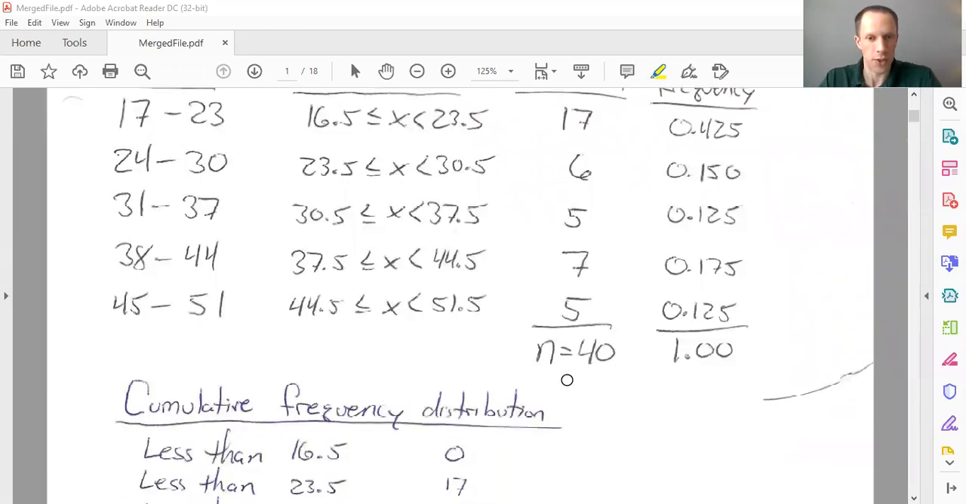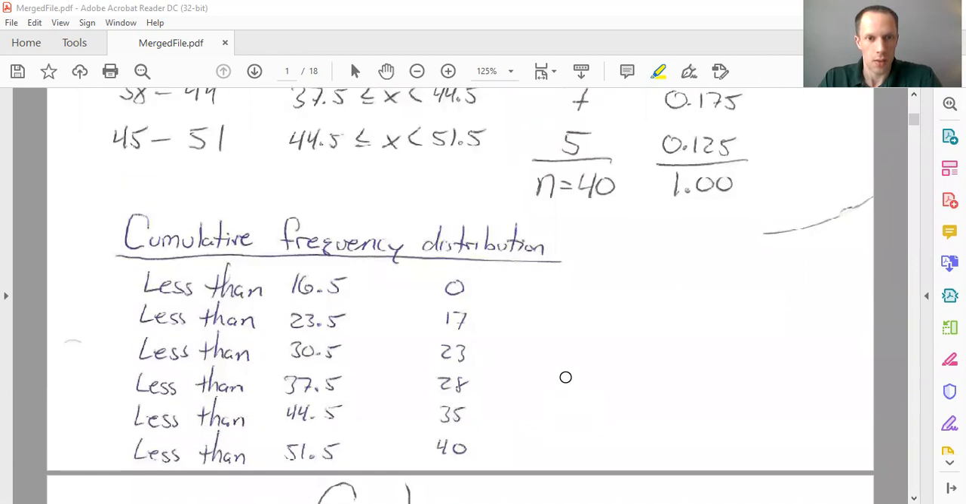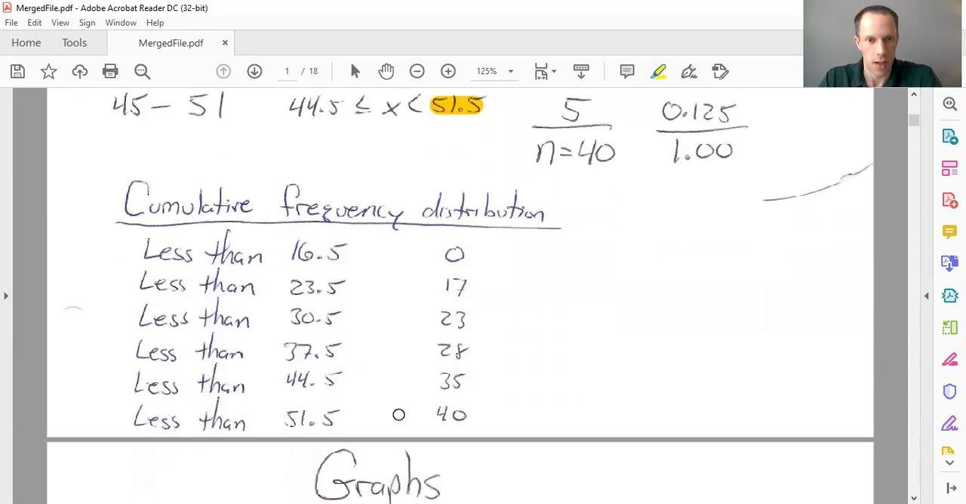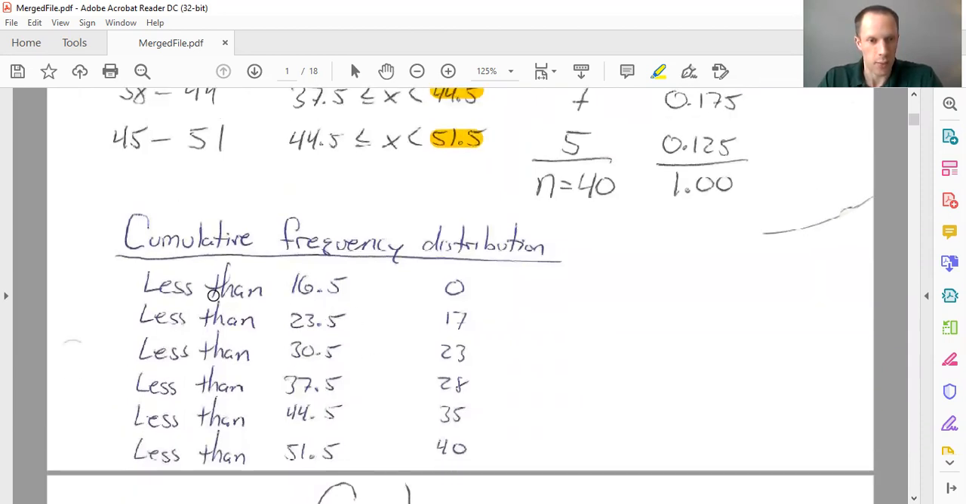There's also something called cumulative frequency, and a cumulative frequency distribution. This is like a running total. To create this distribution, generally we just list out all the class boundaries. So remember, the boundaries are 16.5, and then 23.5, 30.5, 37.5, 44.5, 51.5. We list all those out, and then we ask ourselves how many numbers are less than each of those.